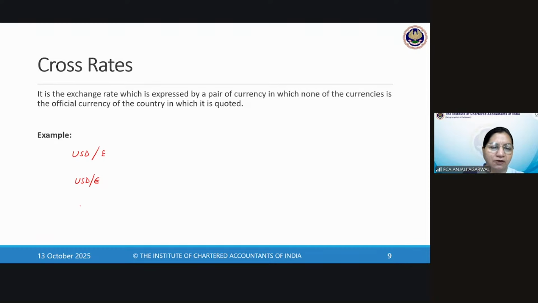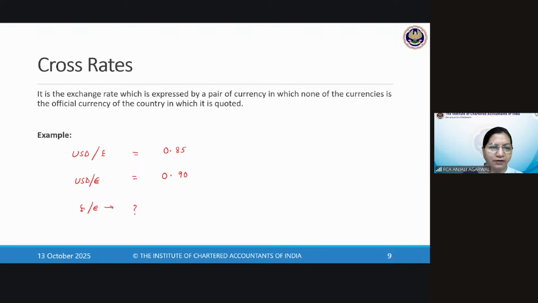Now the price of pound to euro is missing, right? So you have the price of USD to pound. 1 USD is equal to how much pound? Let's say this is 0.85, and 1 USD is equal to how much euro? For example, this is 0.90.